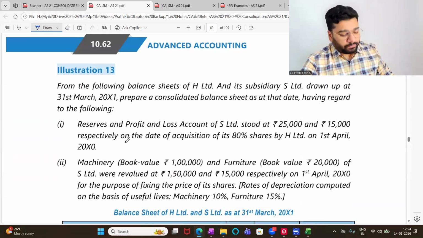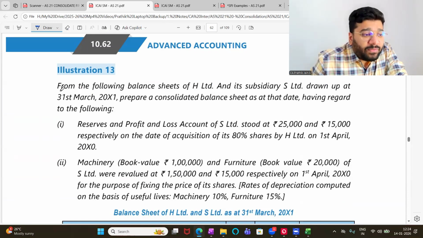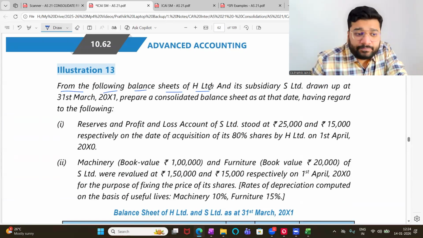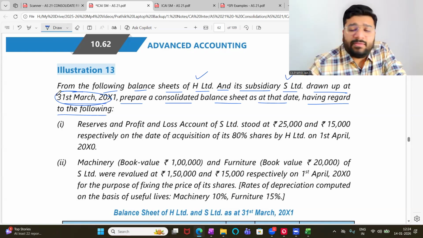Now, it says: from the following balance sheet of H Limited and its subsidiary S Limited, drawn up at 31st March 2001, prepare a consolidated balance sheet as at that date, having regard to the following. H Limited is the holding company, S Limited is the subsidiary company. They've given the balance sheet as on 31st March 2001. On this day, we are supposed to prepare the consolidated balance sheet.